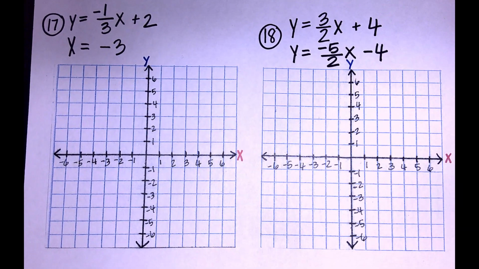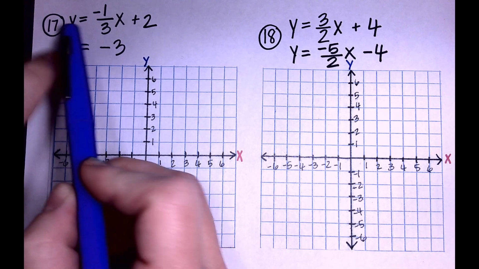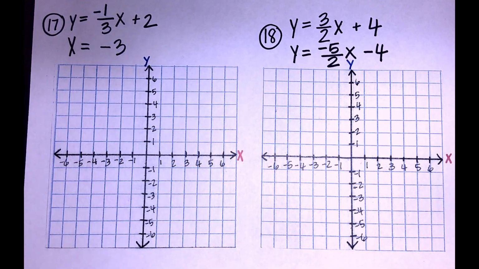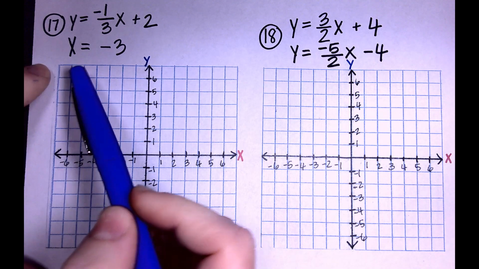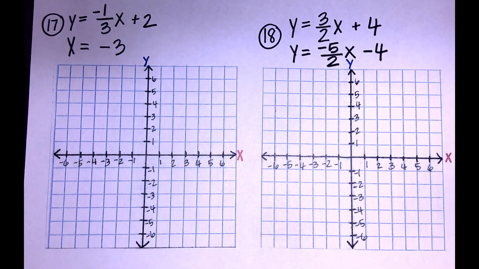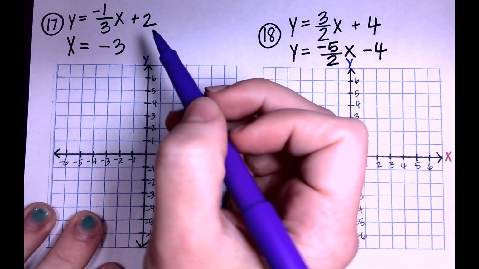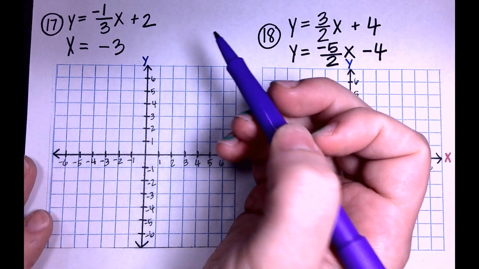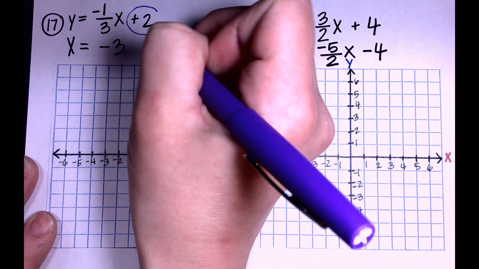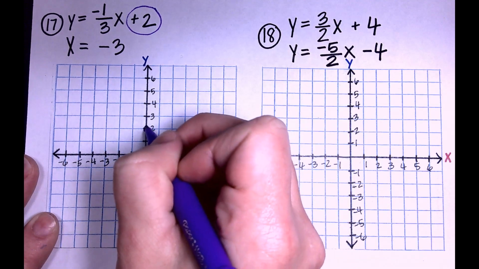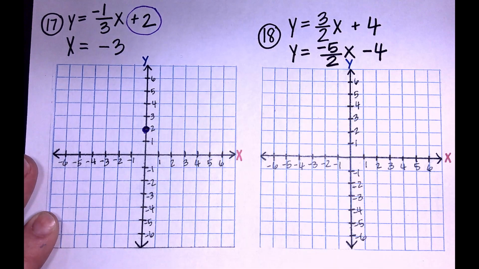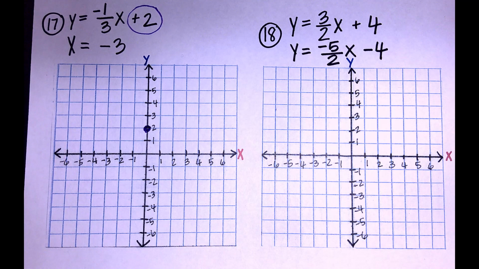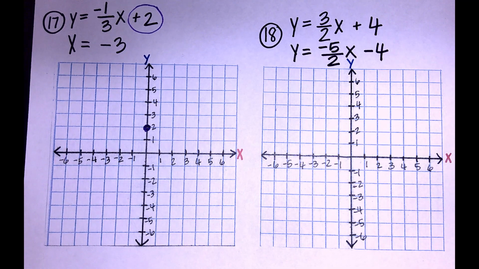So my first system is y equals negative 1/3 x plus 2 and x equals negative 3. So we're going to start by graphing our first equation. What would my starting point be? Plus 2. That tells me I'm going to start at positive 2 on the y-axis. And where do I go from there?